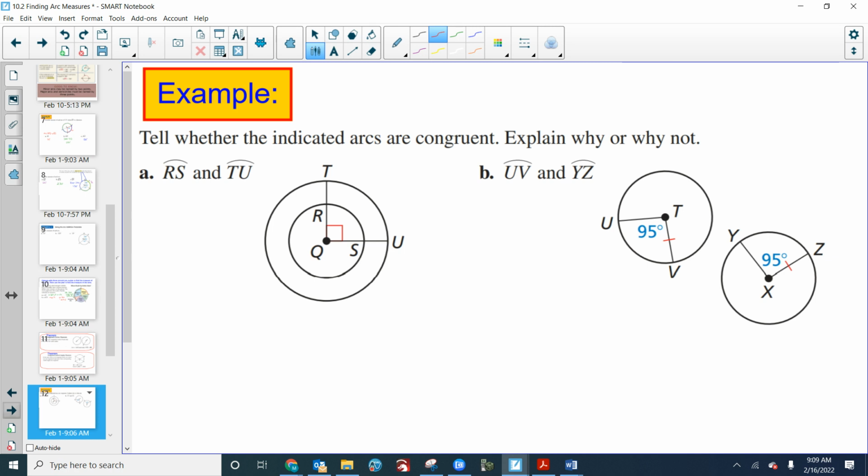All right, tell whether the indicated arcs are congruent. Are RS and TU congruent?